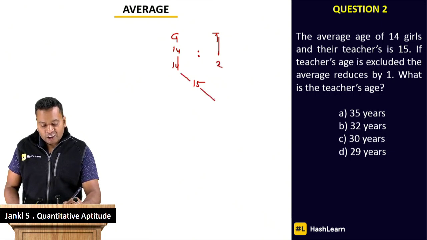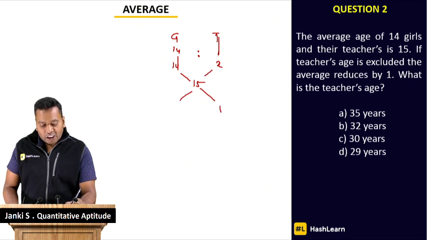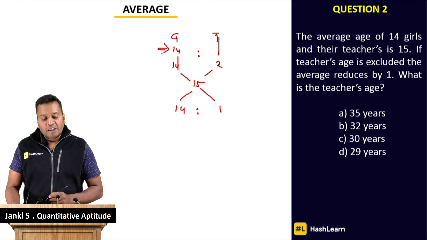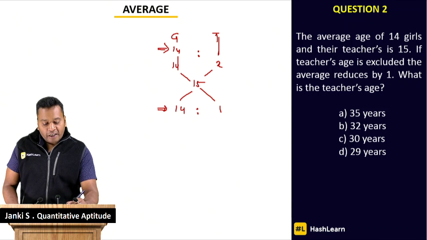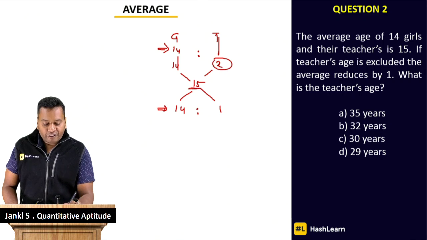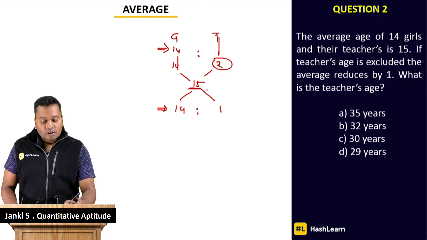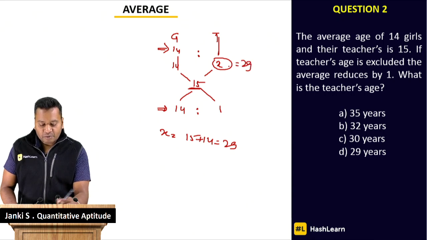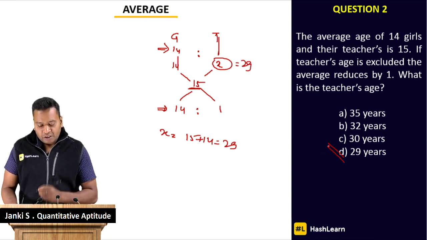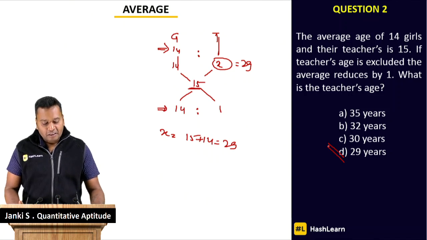If I subtract this value and this value, it should be in the ratio of 14:1, right? Identify: the ratio of girls and teacher given here is 14:1, so that ratio should also be maintained here. 14 is this and this is 15, the difference is 1. So the difference between x and 15 should be equal to 14. X minus 15 should be equal to 14, that means x is 15 plus 14, which is nothing but 29. So the teacher's age is 29 in this case, right?